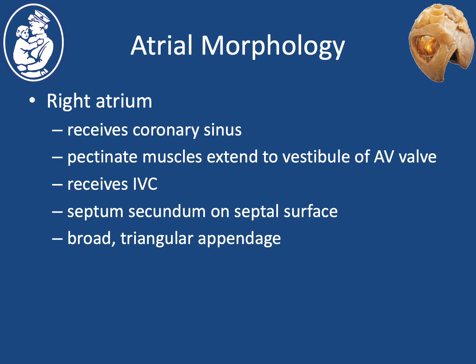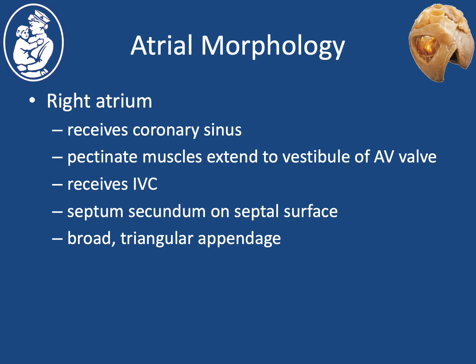There are characteristics of both atria which allow us to determine which is which. For the right atrium, the most reliable characteristic is that it receives the coronary sinus. The pectinate muscle architecture is also a very reliable indicator of the right atrium. Typically in a right atrium, the pectinate muscles extend out of the atrial appendage and around the vestibule of the tricuspid valve.